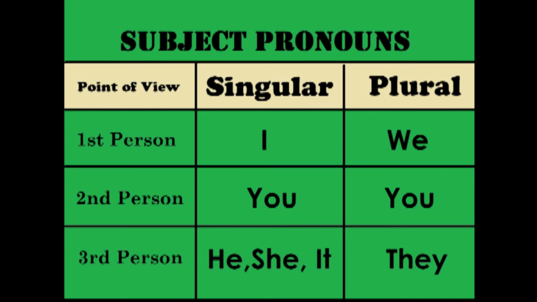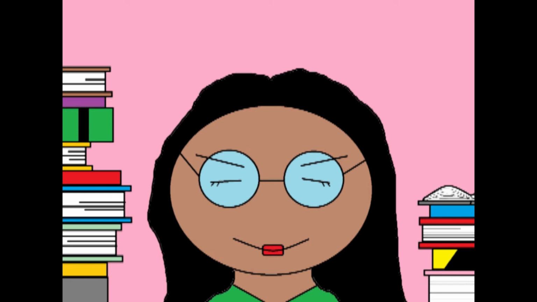So again, here are the subject pronouns. For the first person singular, we are going to use I and we for plural. For the second person singular, we are going to use you and you also for plural. For the third person singular, we are going to use he if it is a boy, she if it is a girl, and it for animal or thing. And for plural, we are going to use they. I think you have a full grasp of what a subject pronoun is. Now let us go to object pronoun.